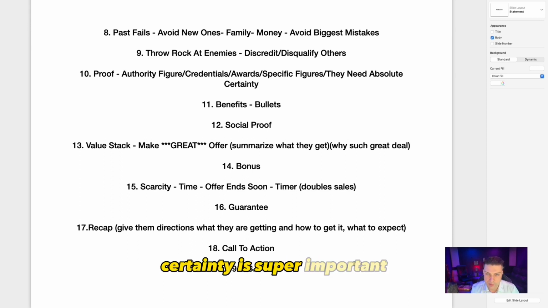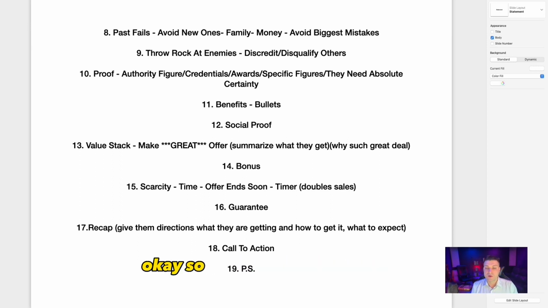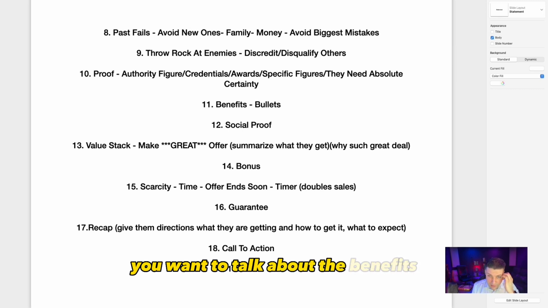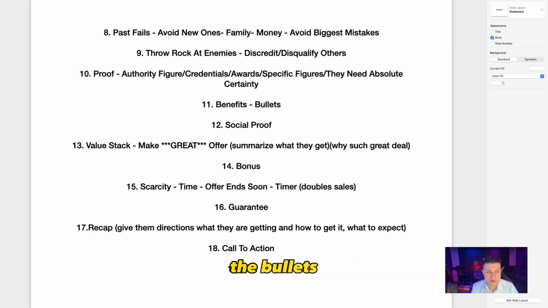Certainty is super important. Okay, so number 11, the benefits. You always want to give the benefits of the product. You don't want to talk about it as far as ingredients or specs. You want to talk about the benefits, the bullets.